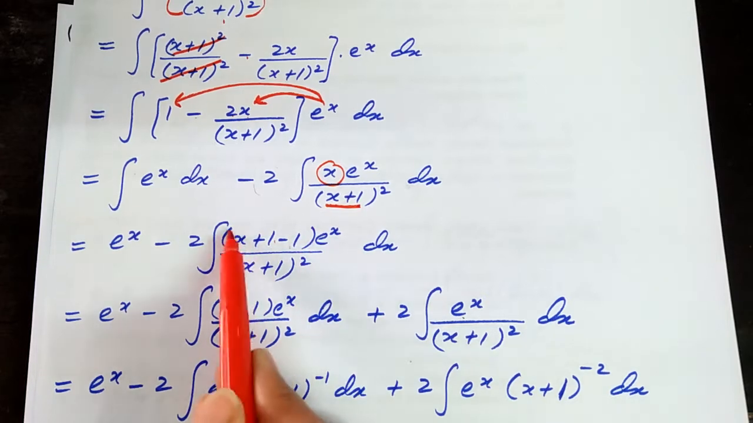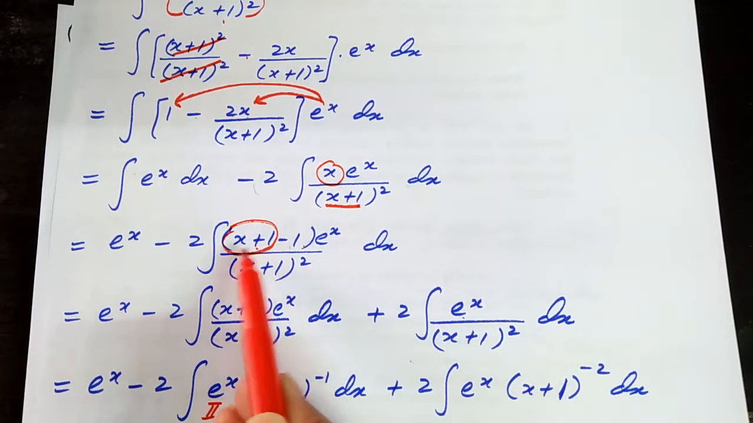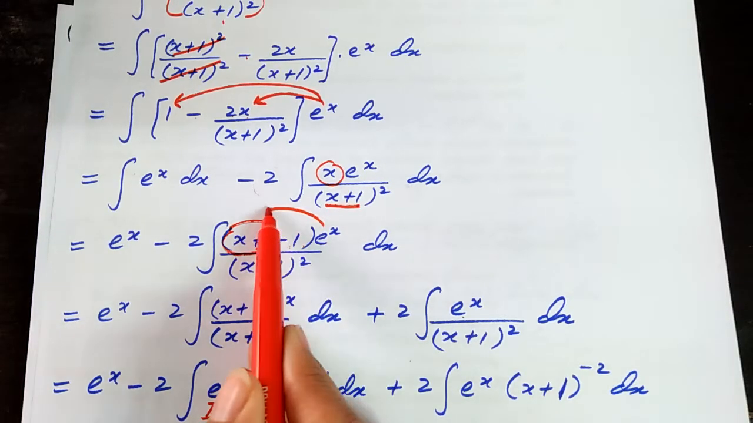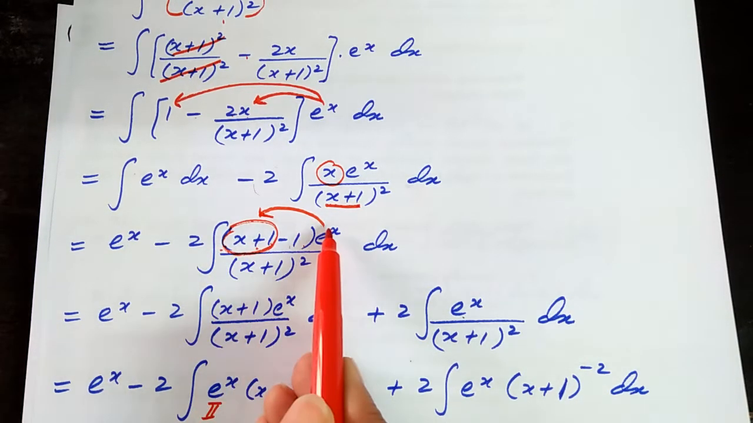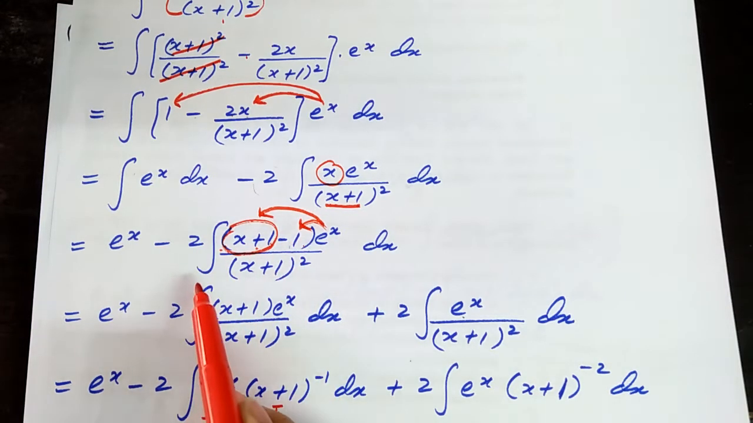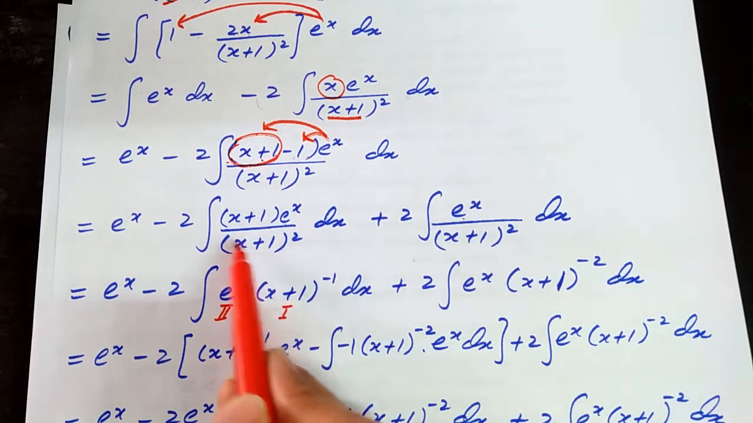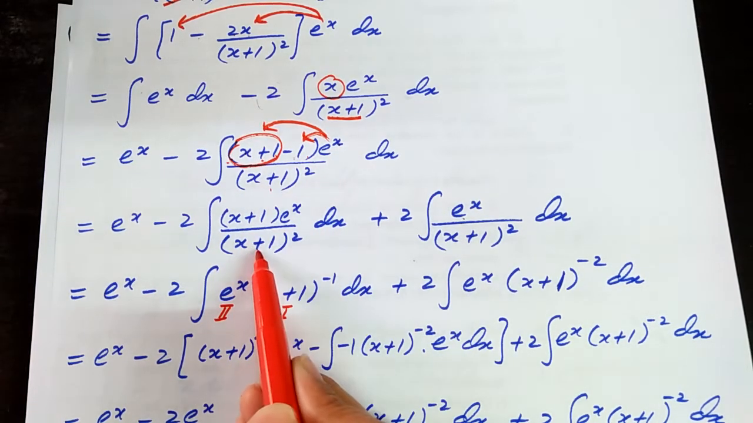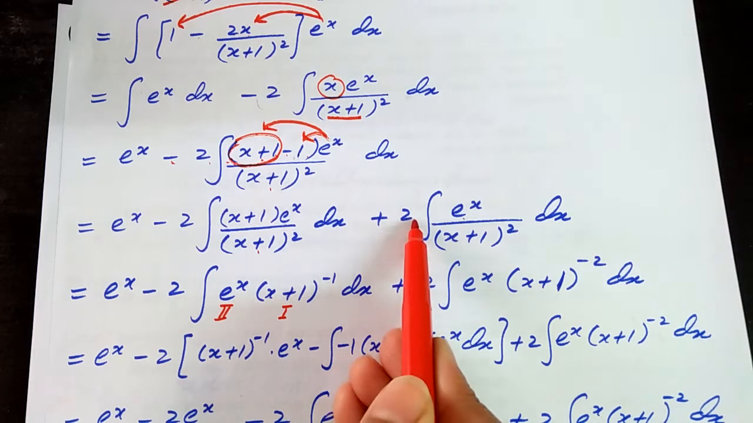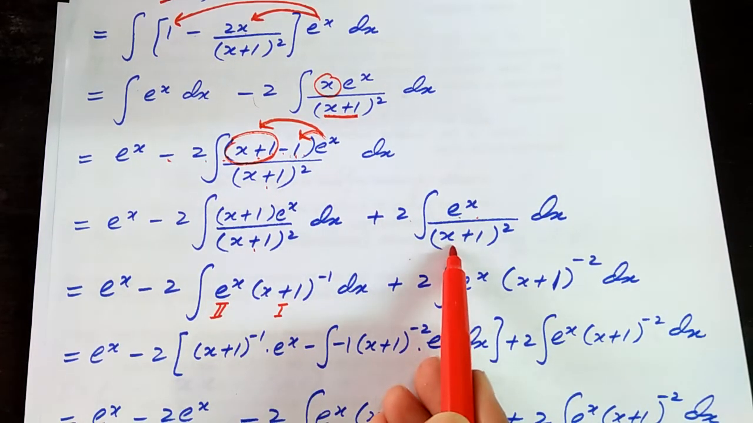Now e raised to power x, we made it into two parts. Just split it into two parts, like x plus 1 and minus 1. Multiply e raised to power x with this one and multiply e raised to power x with this one, and separate this integration like x plus 1 e raised to power x divided by this denominator. Then minus 2 multiplied by minus 1 will be plus 2. E raised to power x into 1 will be e raised to power x over that denominator.